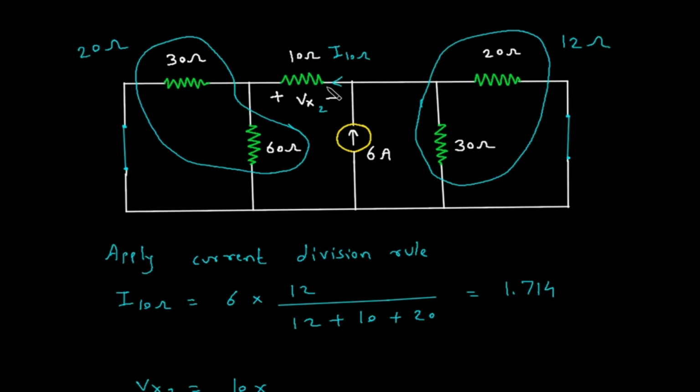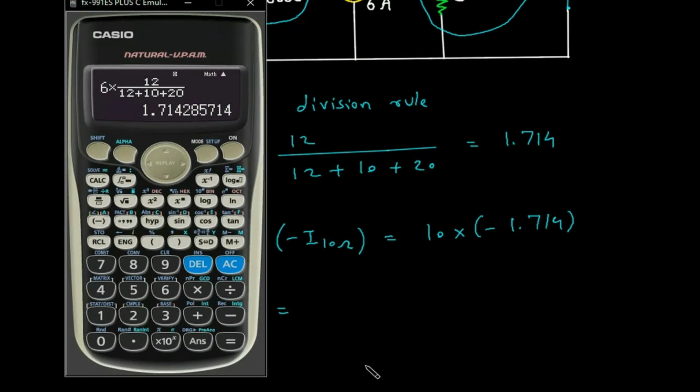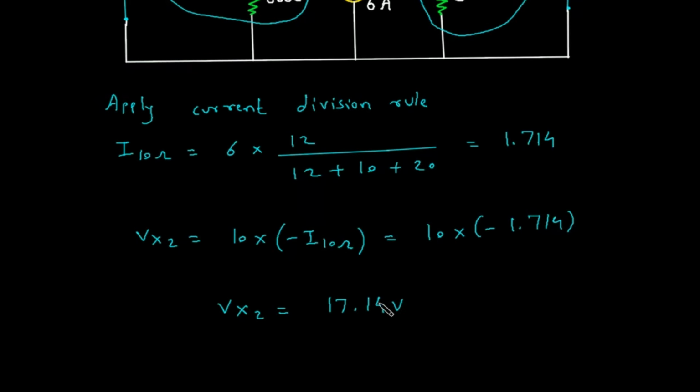But the direction of current is opposite to the polarity of this Vx2. So this will be minus I 10 ohm. So this will be 10 into minus 1.714. So therefore Vx2 is equal to 10 into minus answer. So 17.14. 17.14 volt is the Vx2.